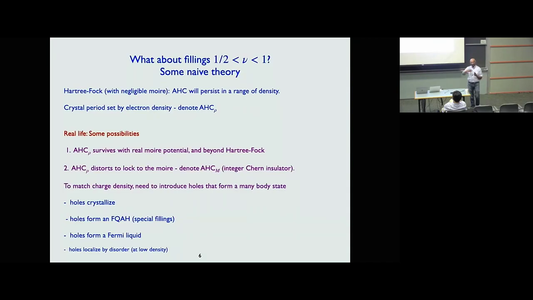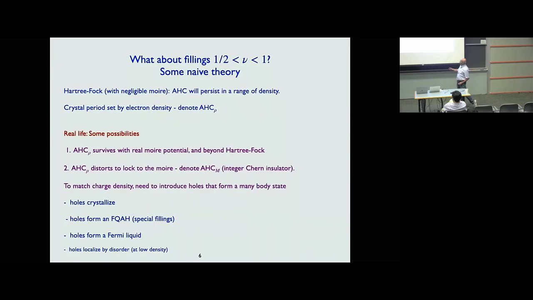But then that will put the crystal at the wrong density. So then you need to have some number of holes that are introduced into the system, or vacancies if you think in terms of crystals. So there's another possibility that the AHC rho distorts to lock to the Moiré. And I'll call that resulting state AHC M. M is for Moiré. So it's changed its period from the period that it would naturally have had. The external periodic potential has forced some distortion, and that is an integer Chern insulator.